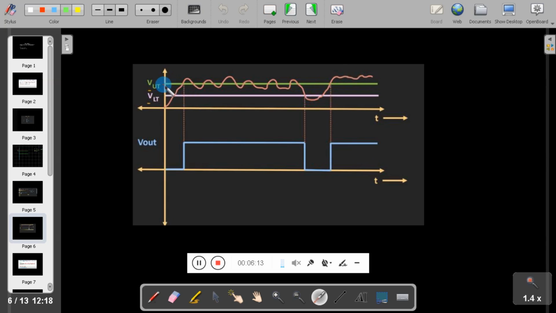The band between UT and LT is called the noise immunity band, or noise immunity tolerance. In this range, the variation in the signal is ignored. So this is the output of the Schmitt trigger. When the input crosses the upper threshold point, the output goes high. When the input crosses a particular threshold point like VLT, the output goes low.